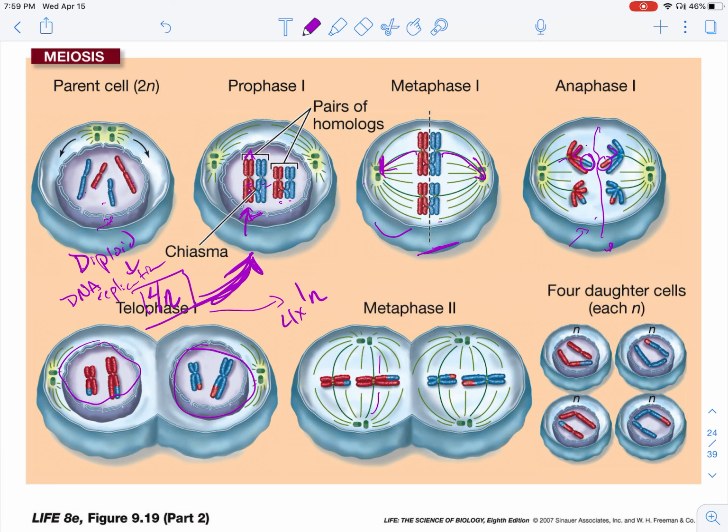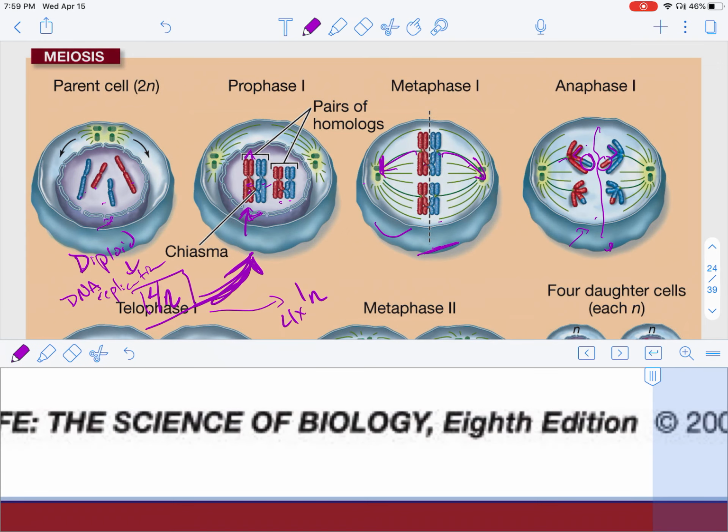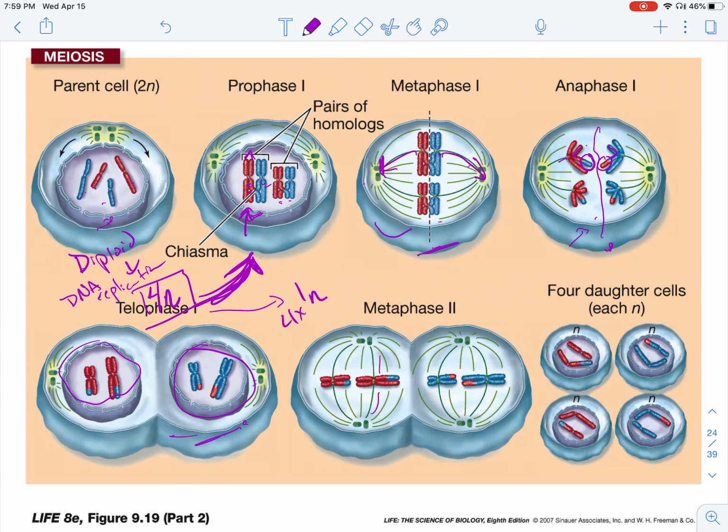This is followed by a second round of chromosome segregation, so here's telophase 2 here. In that second round, the sister chromatids now segregate from each other. They align along the metaphase plate, perpendicular actually to the original one, and then the sister chromatids are pulled away from each other. The result here is that you have four daughter cells each with the proper number of chromosomes.